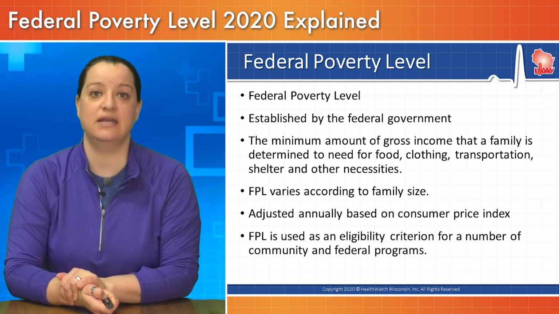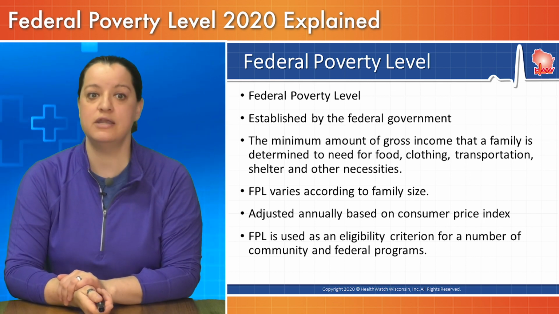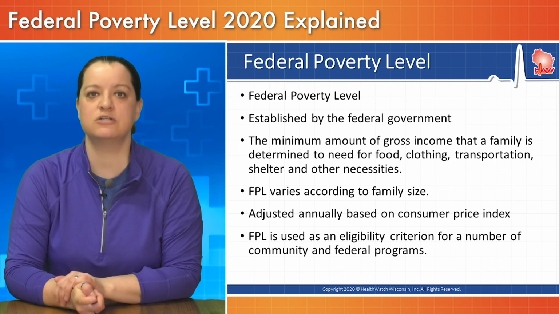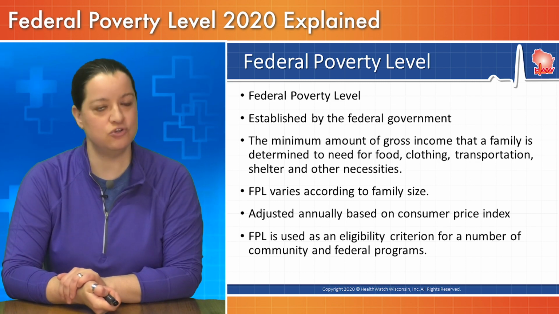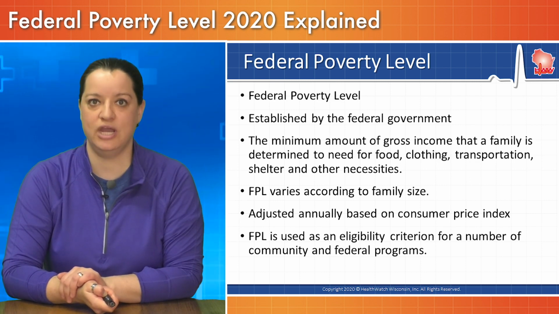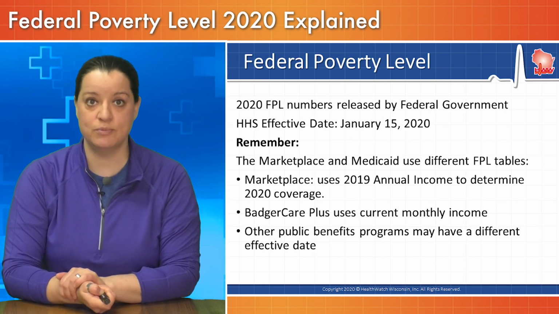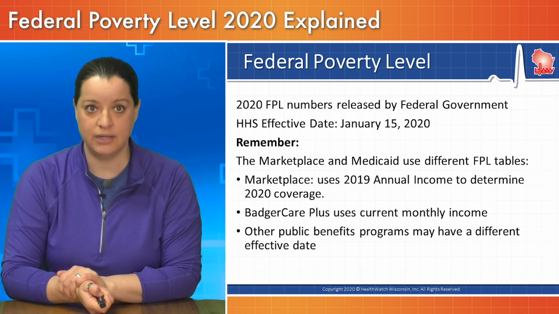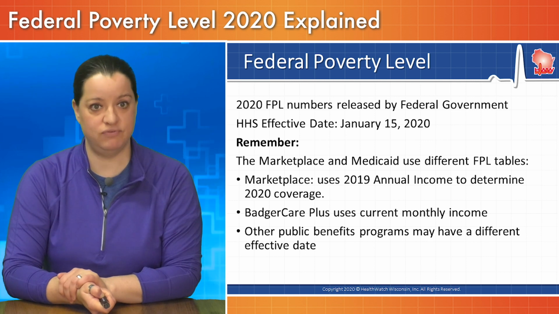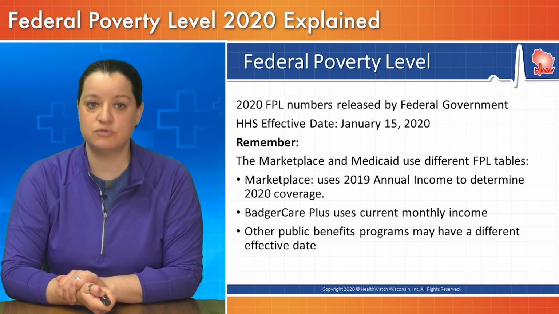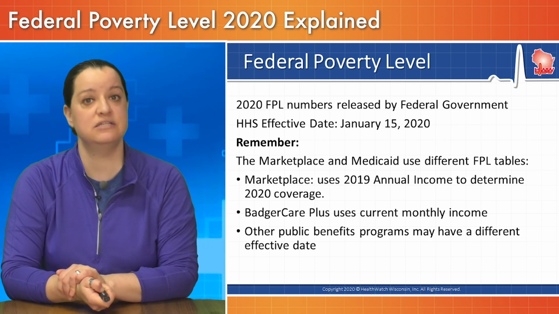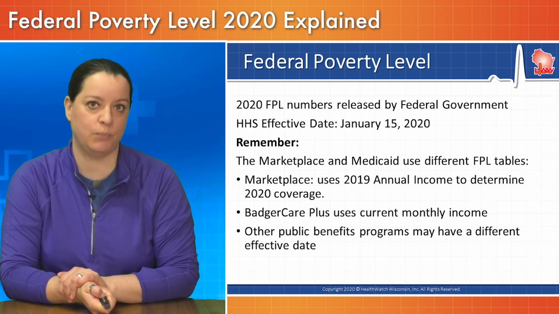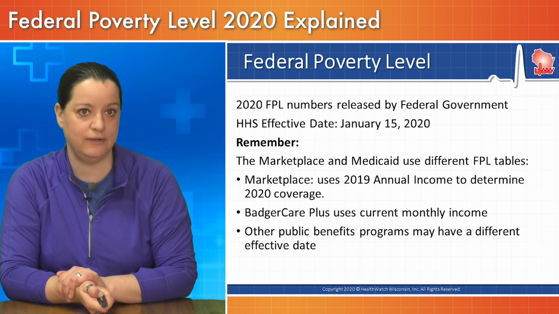Now, it is used as an eligibility criteria for a number of community and federal programs, so we watch closely for it to be published every year, and that usually happens about the middle to late January. And like we said, Health and Human Services has made their use of the 2020 FPL chart effective as of January 15th. Other public benefits programs and other agencies may have a different effective date, so you're going to want to make sure to look into that for the specific program and eligibility you're considering.